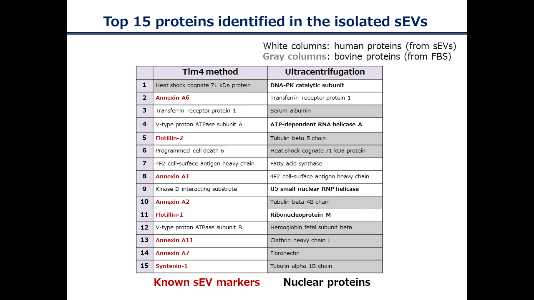Most notably, many known SEV markers, such as several annexins, flotillins, and syntenins, were the top hits by TIM4 method, whereas many nuclear proteins such as DNA-PK, helicase, and ribonucleoprotein were the top hits by ultracentrifugation, indicating that TIM4 method enriches much more SEVs.